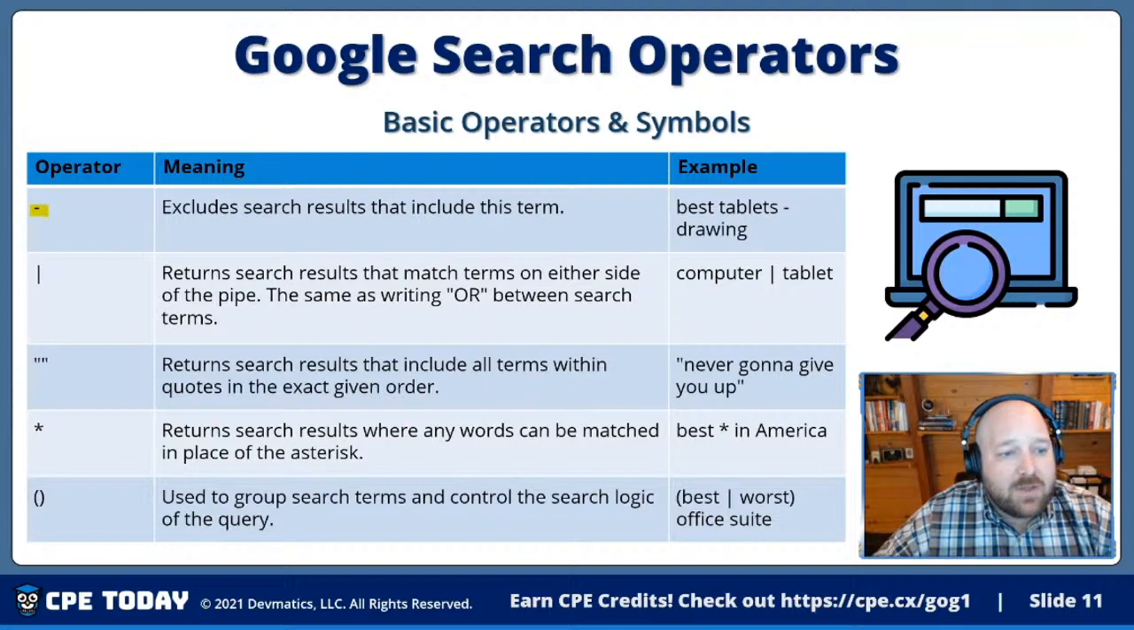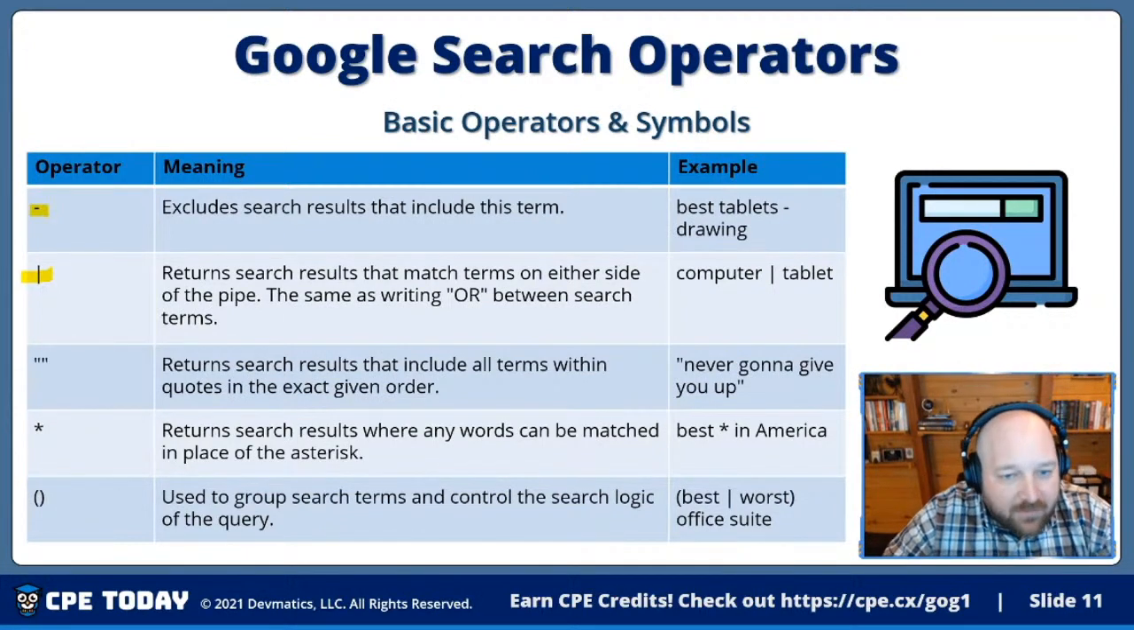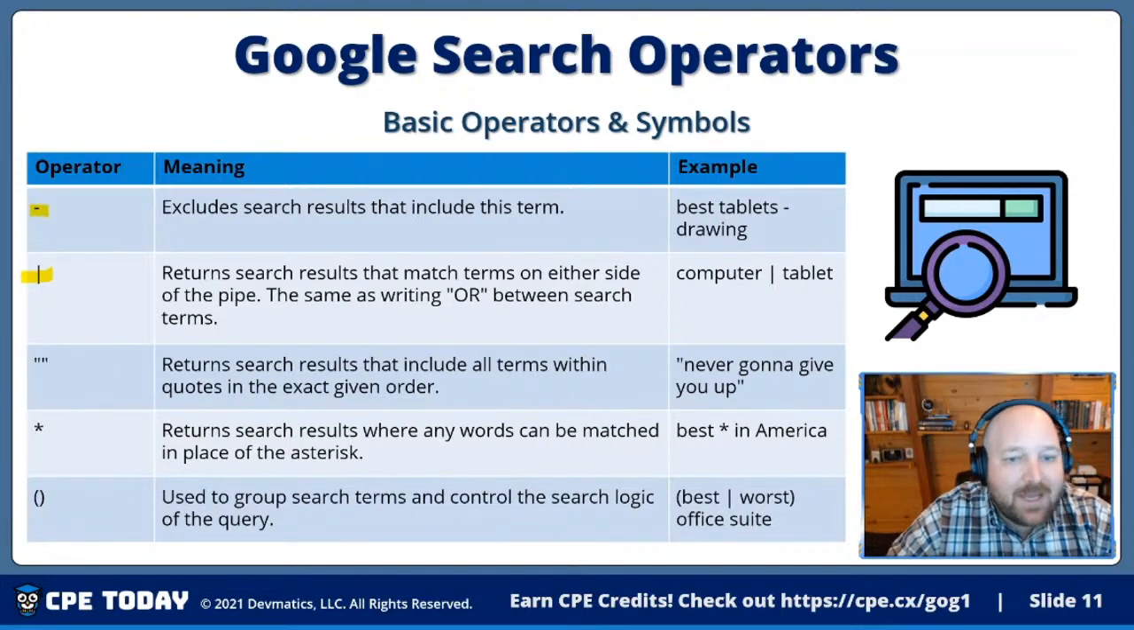Now, we can also use the pipe character. The pipe character will give us an or. Sometimes we want to, for example, search for something and or between these two different items. So let's say we're doing some Christmas shopping and I want to find the perfect gift, and I'm not sure if it might be a computer or a tablet. Well, if I put a pipe character between the two words, Google will execute that search using the Boolean logic of or between computer or tablet.